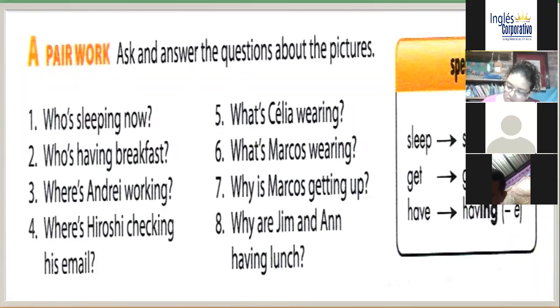¿Por qué Jim y Ann están comiendo almuerzo? No, están almorzando, dice, ¿verdad? Almorzando, exactly. Quiero ver, ¿dónde están? Why, it says, why. Because it's noon. It's noon. ¿Está correcto, teacher? It's perfect. Very good. Because it's noon.